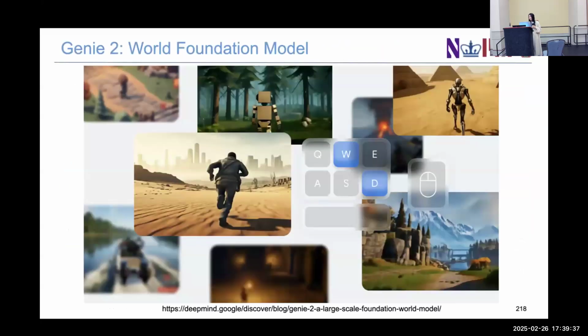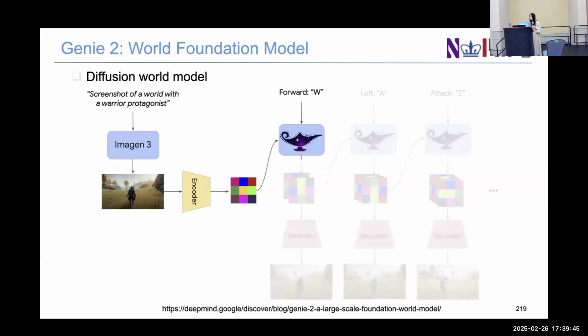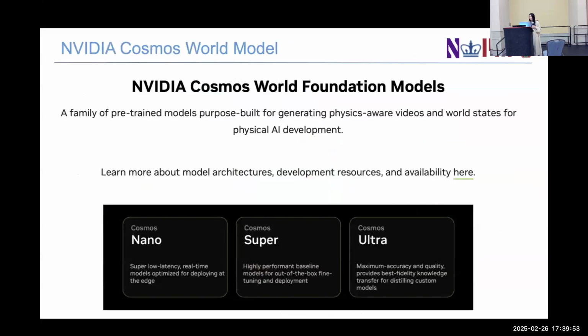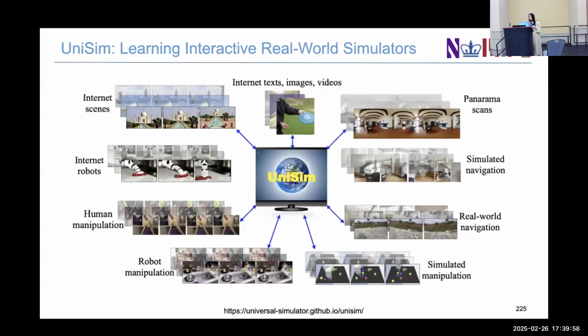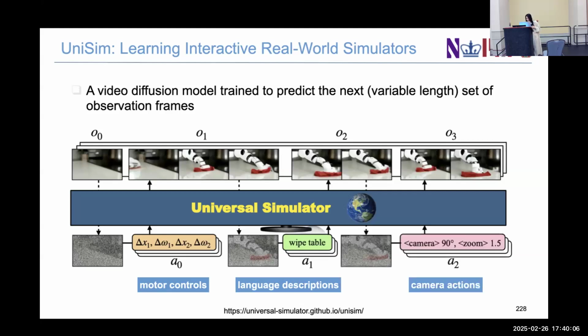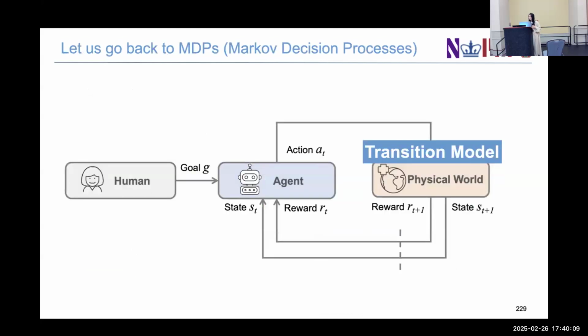We can also use what is, I think, the most popular direction recently: whether we could directly train a world foundation model. For example, Genie 2 takes the action as part of the condition and generates the next frame. There is also the Cosmos model released by NVIDIA recently. And there are open-source models like UniSim, which take action conditions in the form of motion controls, language descriptions, or camera actions. So this is essentially how we learn all these different agent components step by step.